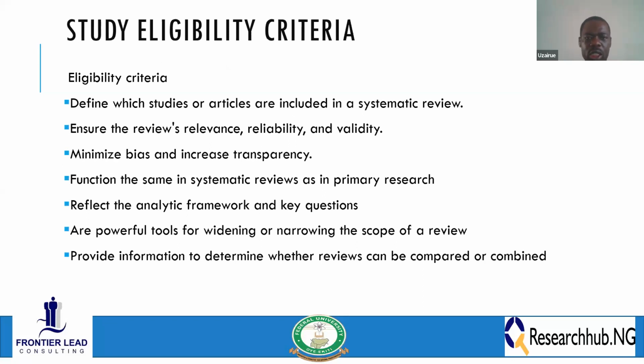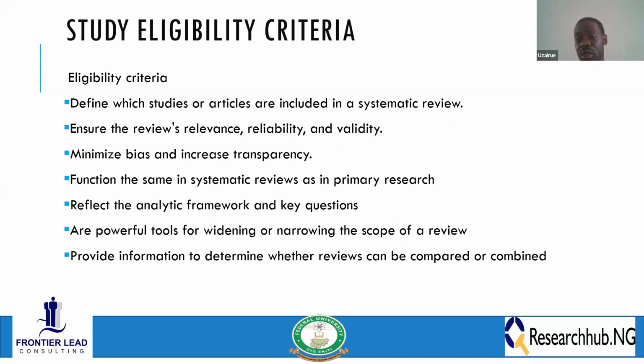Now, when we talk about study eligibility, why do we actually need to set eligibility criteria? Why can't we just do it the way of a narrative review or normal literature review, where we go on by pulling in as much available evidence as they have? First and foremost, eligibility criteria determine which study or article you are to include in the systematic review. The next aspect is that it also ensures the literature review's relevance, reliability and validity. The reliability, relevance and validity of your study are based on the eligibility criteria that you've set.